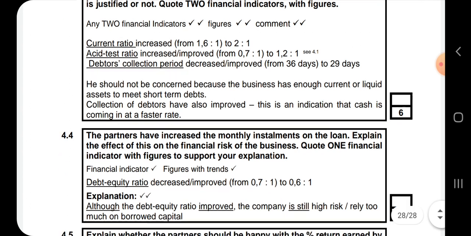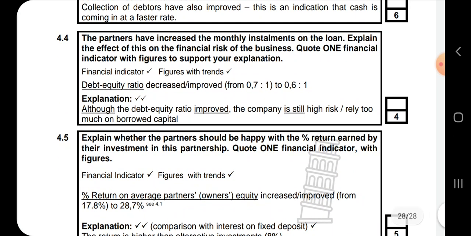Yes. And then 4.4 says the partners have increased the monthly installment on the loan. Explain the effects of this on the financial risks of the business. The partners have increased the monthly installment on the loan. Explain the effects of this. So it's 4 marks. You're going to get 1 for financial indicator, for figures of trends, an increase from what to what is a mark, and then 2 marks for explanation. Debt equity ratio decreased or improved. So the debt equity ratio was 0.7:1 and now is 0.6:1. So yeah, that did not affect them in any way.